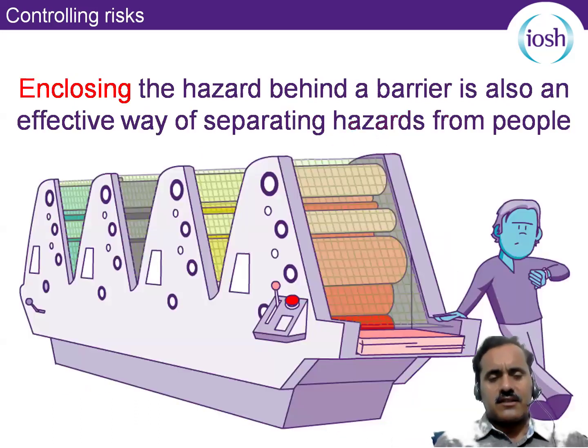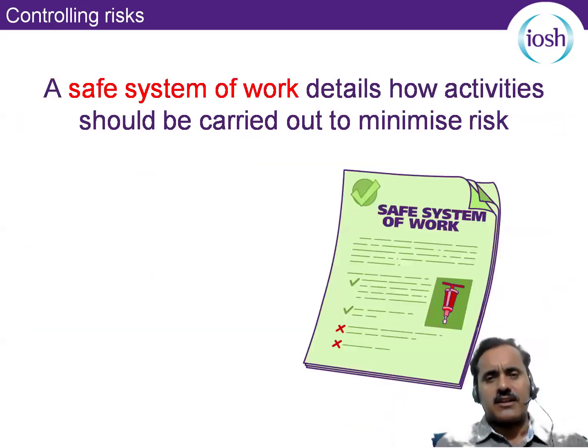The next is enclosing. This is also done to prevent contact. For example, these are rollers or moving parts. What we have done is introduce some guards on them. It means we are enclosing them, again preventing the contact of the individual.